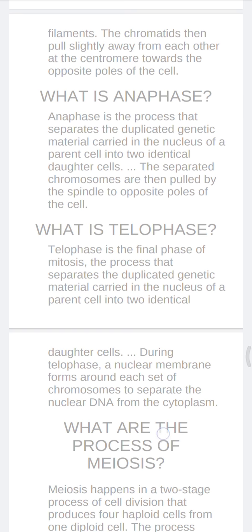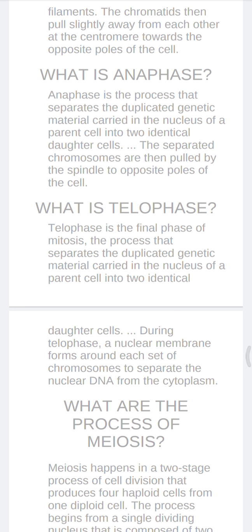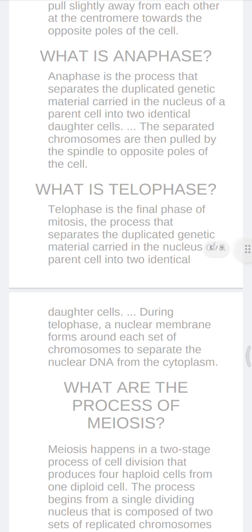Anaphase is the process that separates the duplicated genetic material carried in the nucleus of a parent cell into two identical daughter cells. The separated chromosomes are then pulled by the spindle to opposite poles of the cell.